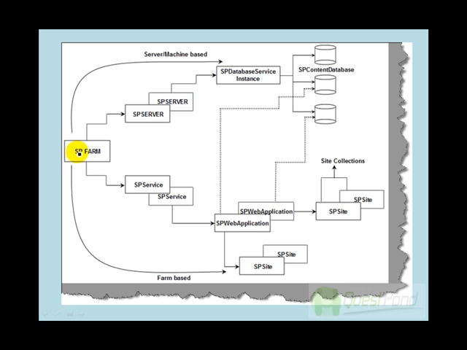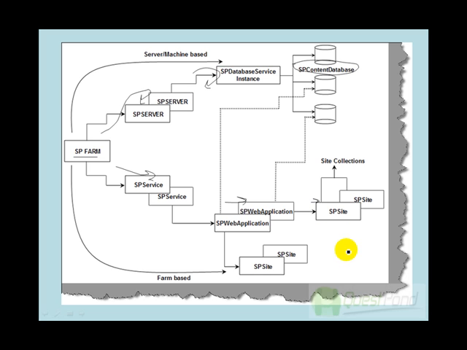So we have the SP farm object at the top end. It's the parent from where you can browse through the number of servers available in the farm. Every server can have database instances, and every database instance can have SP content database objects. In the same way, the other point which we talked about, the services collection. So basically services can have web applications, and an application can have sites.